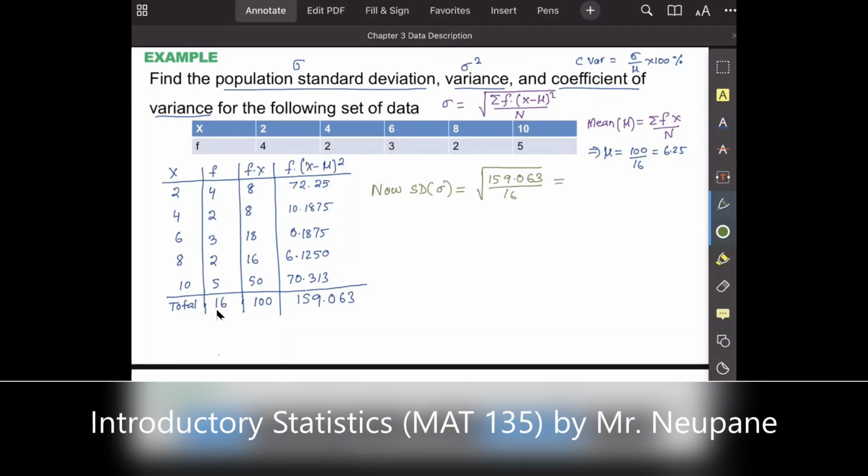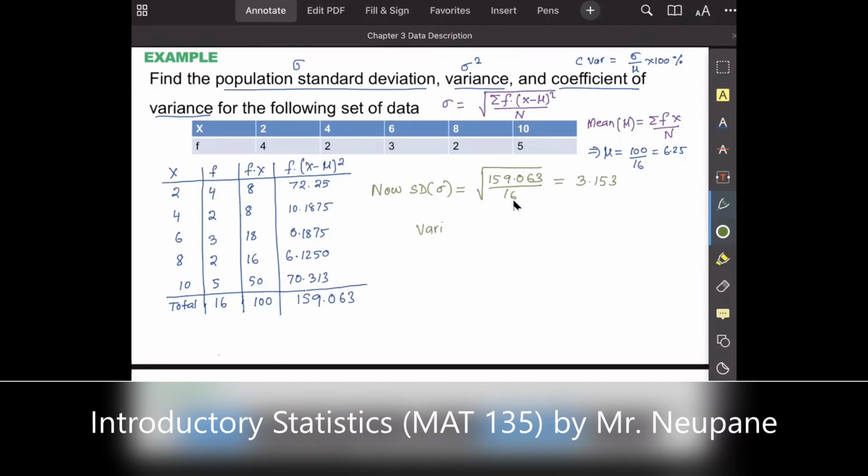Please type that in your calculator. All you have to do is square root of this divided by 16. Please follow along with me. Square root of 159.063 divided by 16. You should get 3.153. That's your standard deviation.